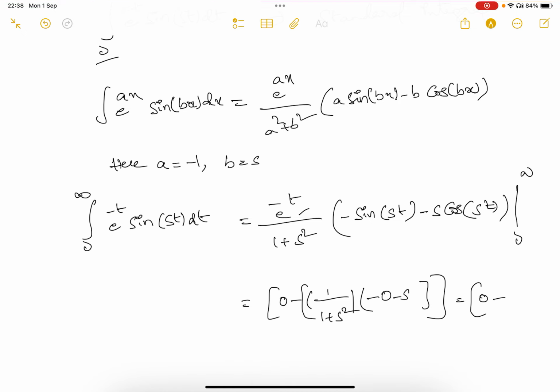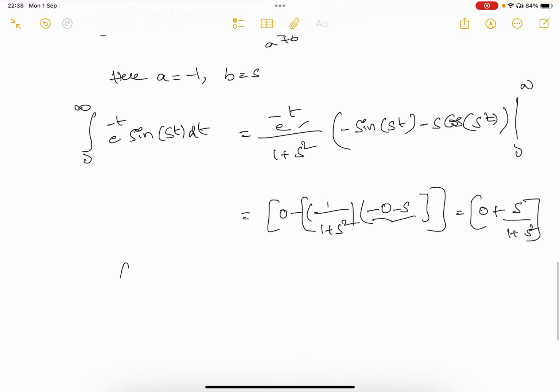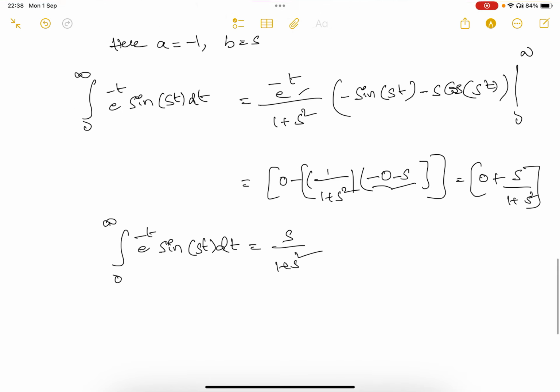0 minus of, this will be minus s, minus and minus will get plus, s by 1 plus s square. So ultimately, integral 0 to infinity e power minus t sine of st dt is s by 1 plus s square.